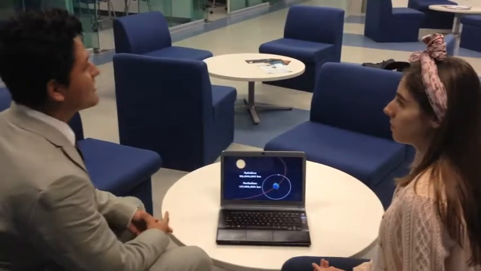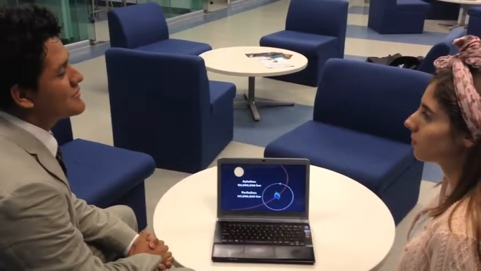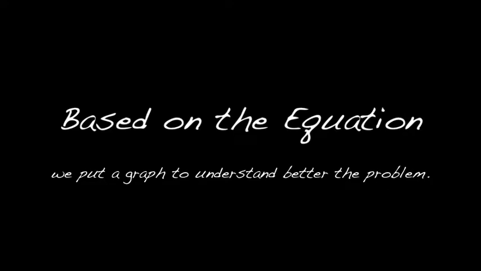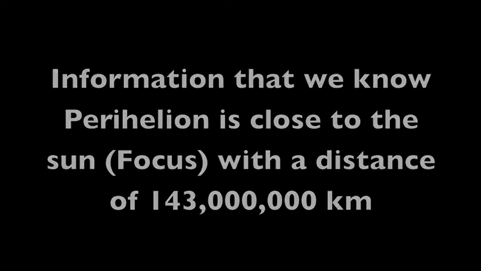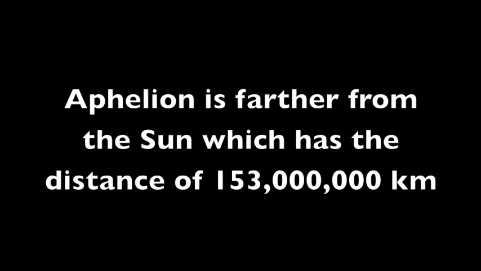I remember when they taught me this in school, and well, let me try to remember so I can explain. Based on the equation, we put a graph to better understand the problem. The information that we know is that the perihelion is close to the Sun with a distance of 147 million kilometers, and the aphelion, which is farther from the Sun, has a distance of 153 million kilometers.